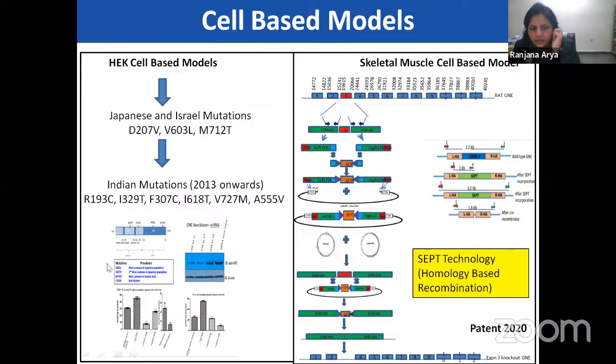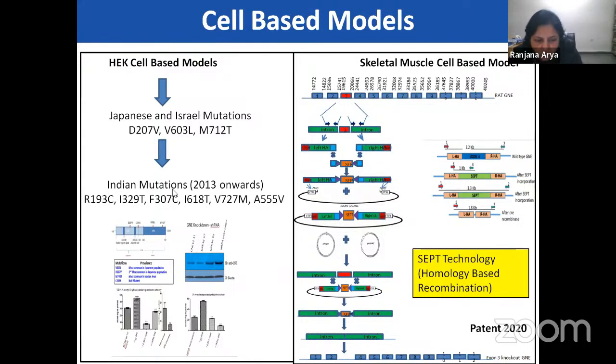So we knew that our system was working, and then after 2013 onwards, we set up the understanding with the Indian mutations. So we had the whole set of HEK cell-based GNE overexpressing mutant cell lines where we could address our questions.